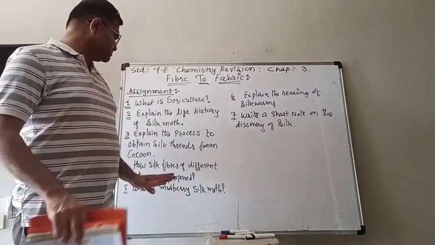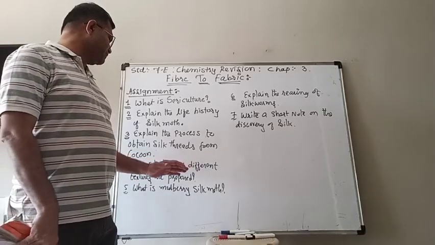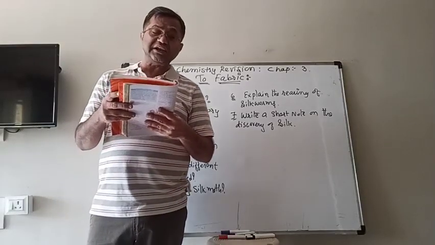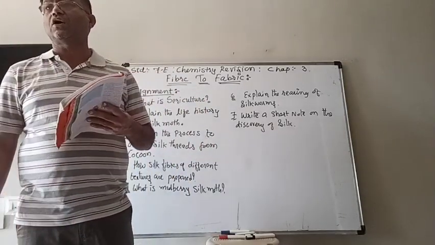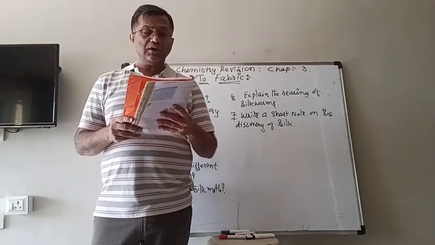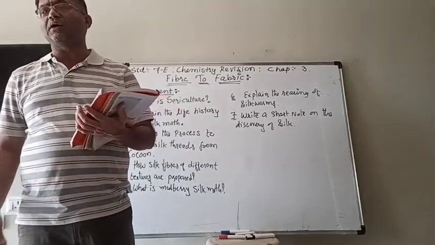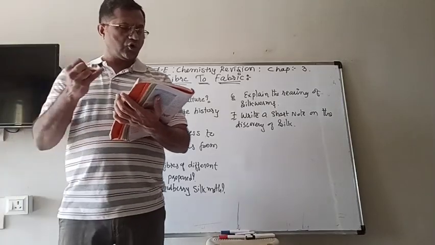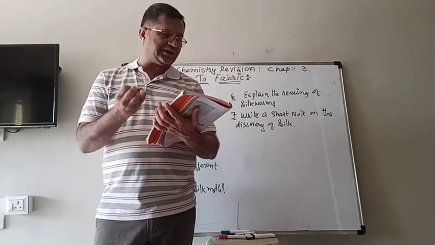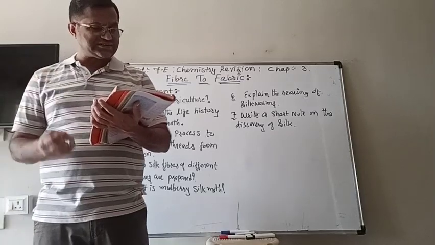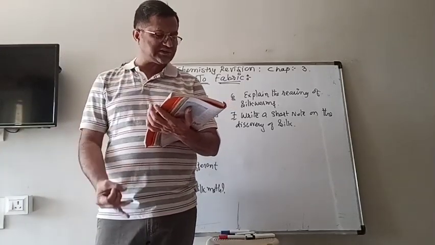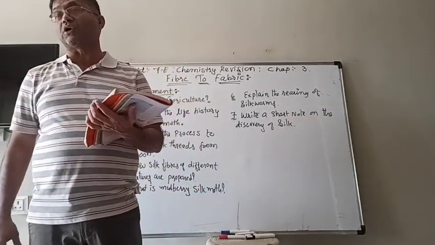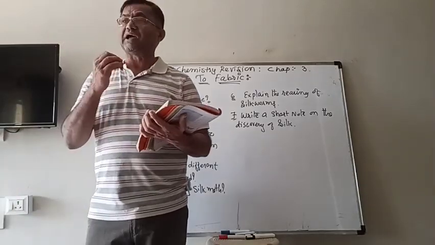Now the other question is how silk fibers of different textures are prepared. We can see that the silk yarn is obtained from the cocoon of the silk moth. All these different types of fibers are different from each other in texture. Some are coarse, some are smooth, some are shiny, etc. The tussar silk, the muga silk, the kosa silk, etc. are obtained from cocoons spun by different types of moths. So there are different types of moths.